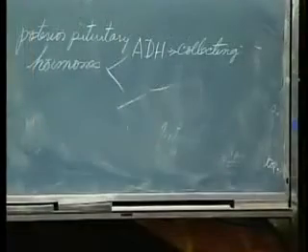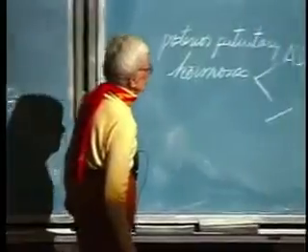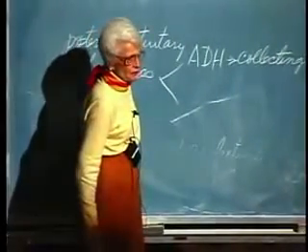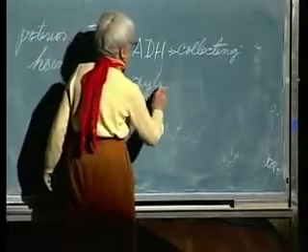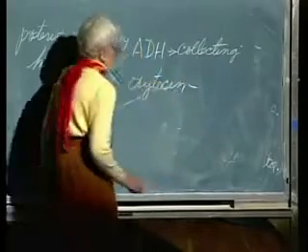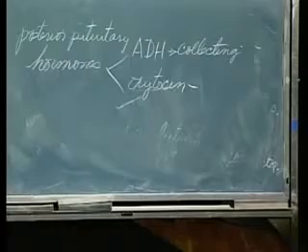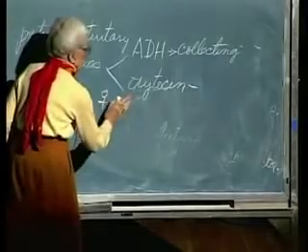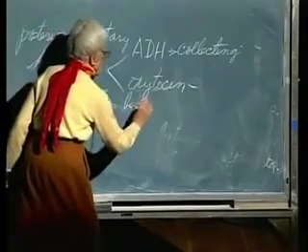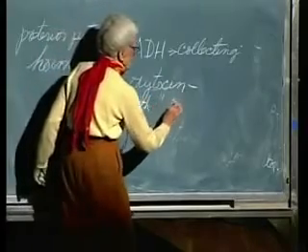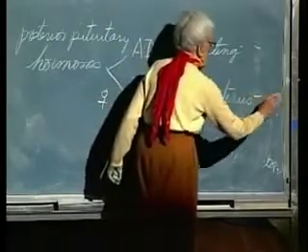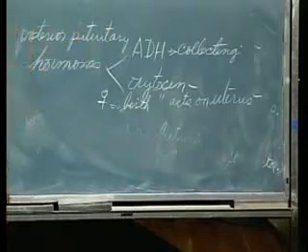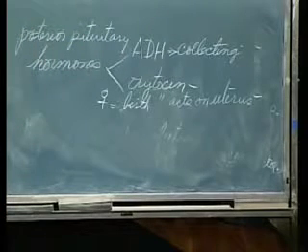All right, then the other hormone coming from the posterior pituitary, what's it called? Oxytocin. Where does oxytocin act? In the female, during birth, oxytocin acts on the uterus to induce contractions for birthing.